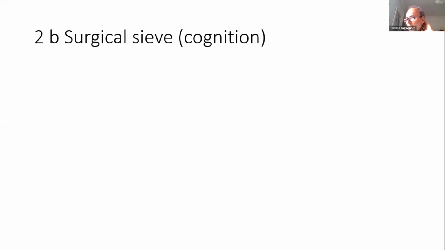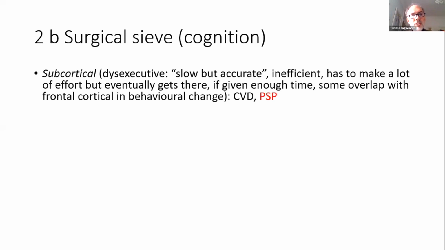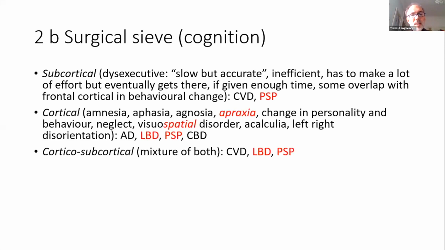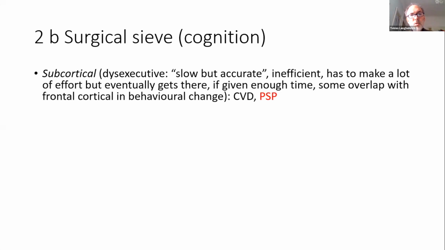Now, if you think in terms of cognition rather than gait, you could build your differential on it. If a cognitive problem is part of the presentation, essentially you divide this up into subcortical, cortical, and cortico-subcortical. Subcortical typically presents as a so-called dysexecutive syndrome, and simply speaking, people are slow but accurate.